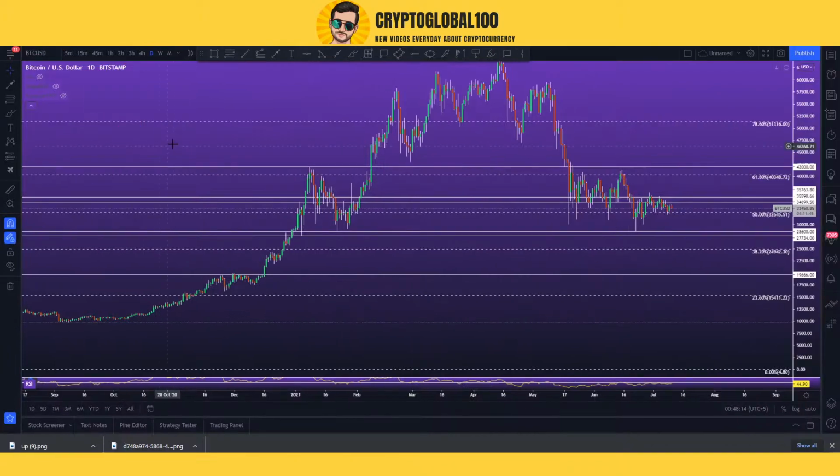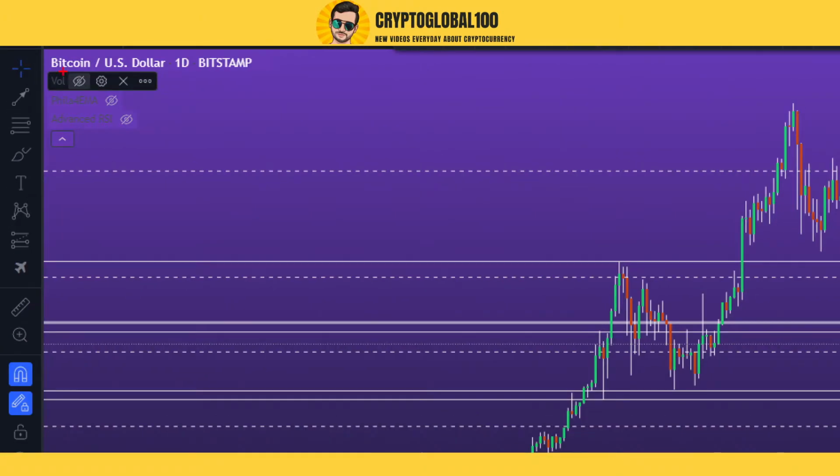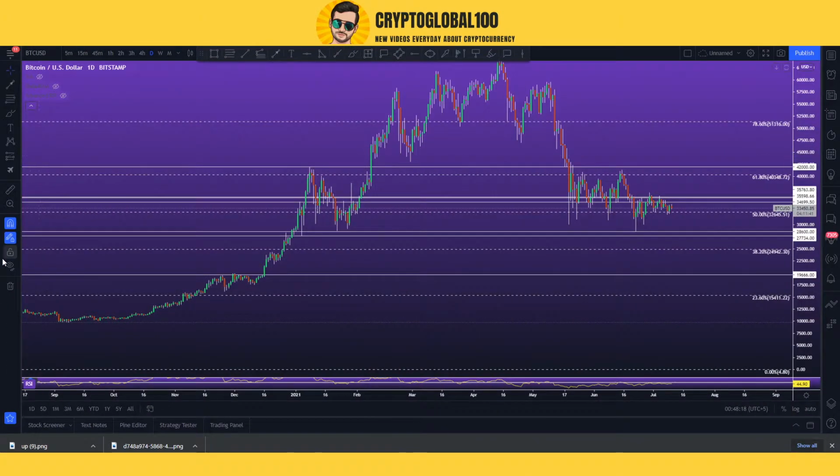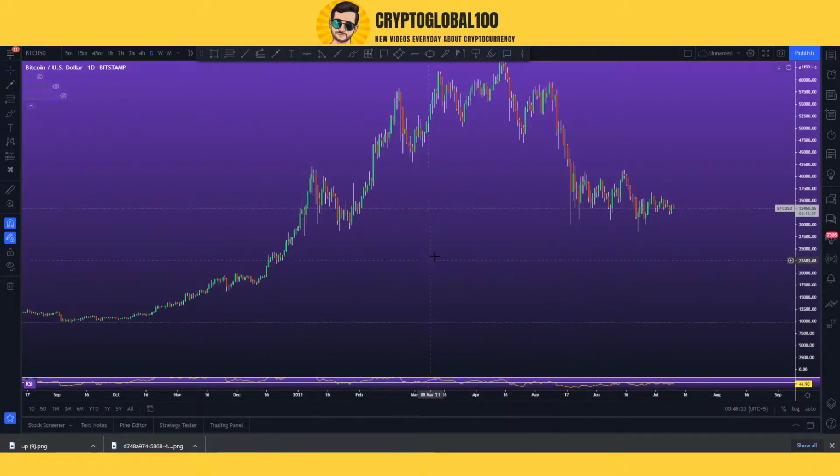So what I'm gonna do, this is a Bitcoin USDT chart, and I'm gonna delete everything from here right now. This is the daily chart.